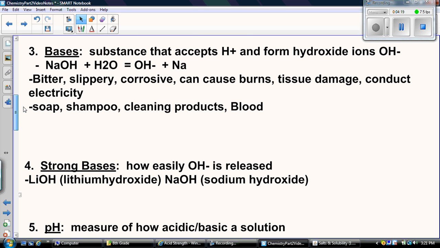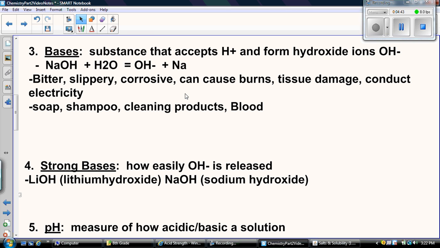Then if you take a look at bases, these are substances that accept hydrogen ions and form hydroxide ions, OH-. So for example, sodium hydroxide, that's NaOH, when it gets combined in water, the OH separates from the Na. So you're left with hydroxide ions and sodium.